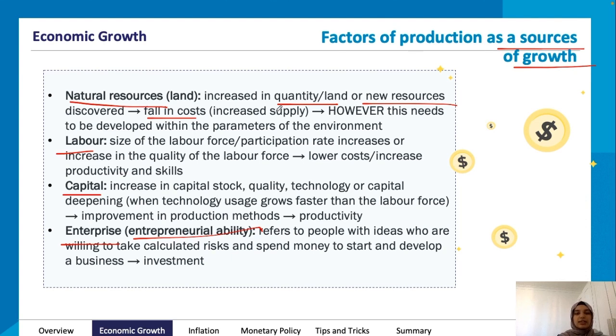Capital: an increase in capital stock, quality and technology, or capital deepening. When tech usage grows faster than the labour force, that's something to keep in mind as well. Improvement of production methods can obviously increase productivity. Enterprise is also known as entrepreneurial ability. This refers to people with ideas who are willing to take calculated risks and spend money to start and develop a business. This is an investment because if the business does well, it's going to produce money for the Australian economy.